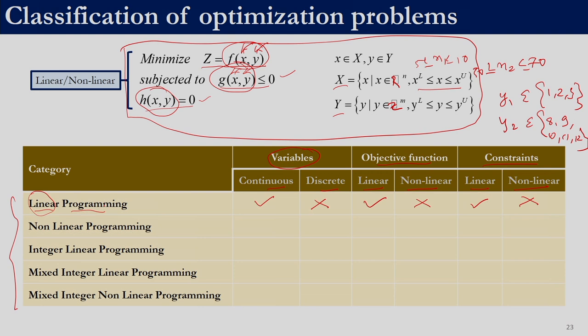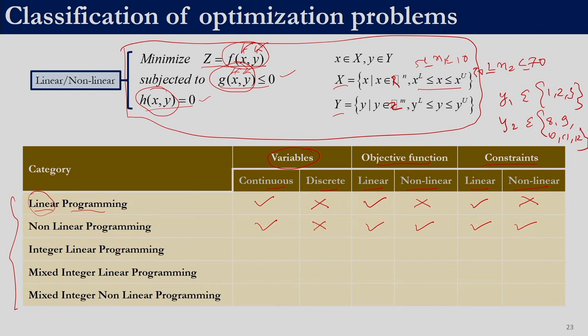So a linear programming problem is a problem in which the objective function and the constraints are linear and the variables are continuous. No non-linearity is allowed in the constraints or the objective function, and the variables cannot be discrete. So that is linear programming. Similarly, in non-linear programming, the variables cannot be discrete. We are not explicitly specifying anything about the nature of the decision variable in the name, right? So the decision variables have to be only continuous. The objective function can be either linear or non-linear, and the constraints can be either linear or non-linear, right? So it is possible that some of the constraints are linear, some of the constraints are non-linear. But if we have even one single constraint which is non-linear, it falls under the category of non-linear programming.